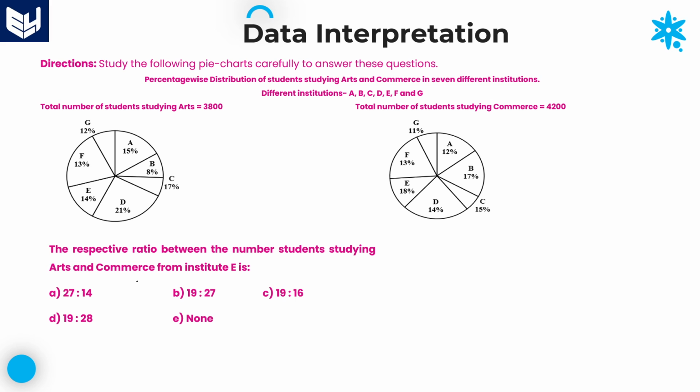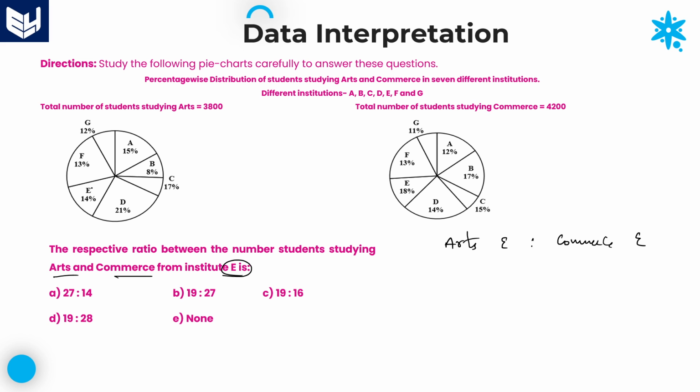Next one, the third question. The respective ratio between the number of students studying Arts and Commerce from Institute E. Here we need to calculate the ratio of Arts and Commerce from Institute E. First, Arts, Institute E. And next, Commerce, Institute E. This is the ratio we need to calculate.